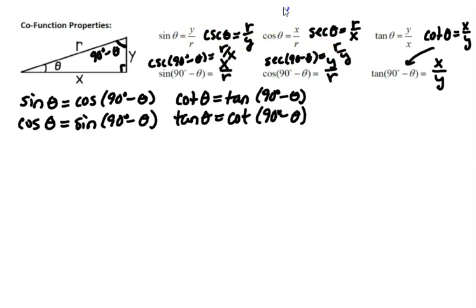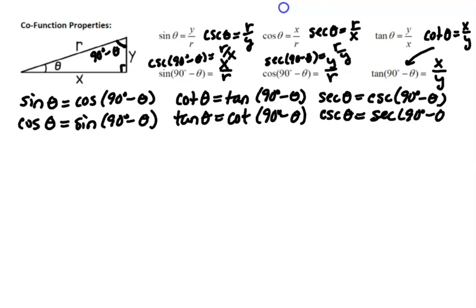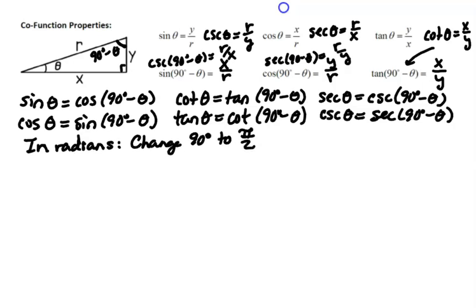So we can say secant of theta is equal to cosecant of 90 minus theta, and cosecant of theta is secant of 90 minus theta. Now, how would this look in radians? If we are in radians, this is the only property where we have to make a change, because we have this 90 degrees in here. In radians, we would just change 90 degrees to pi over 2, and we would have the same relationship.